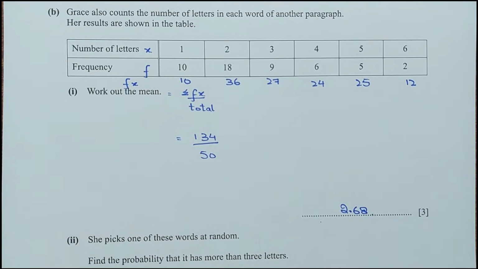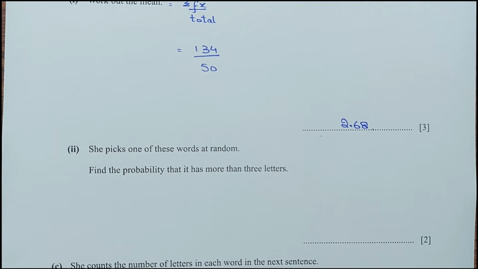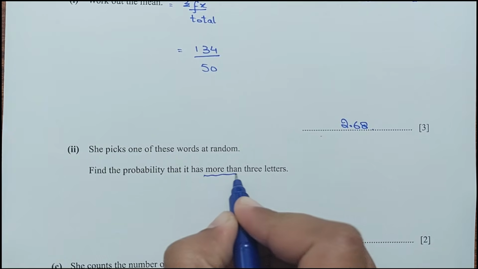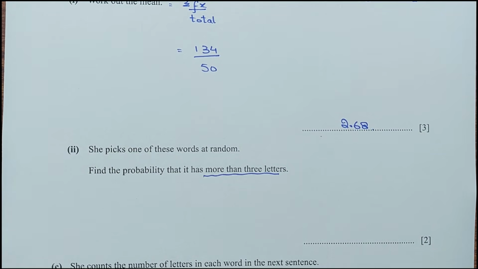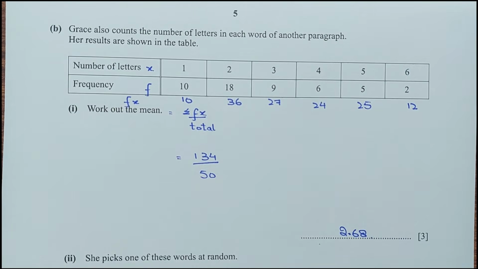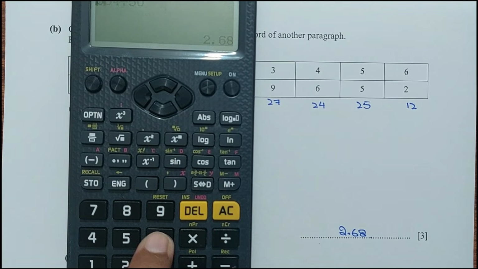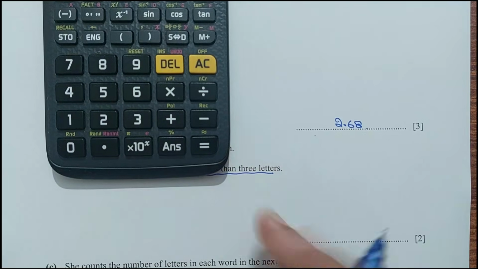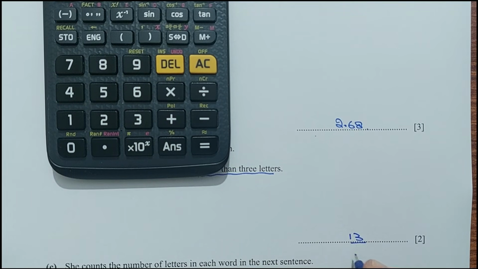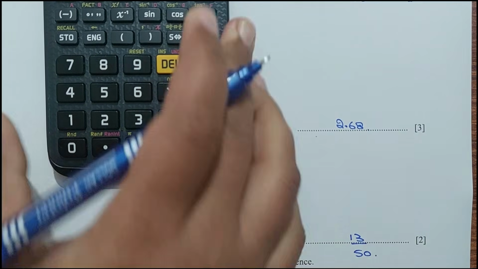Right. Now for part B, she picks one of these words at random. Find the probability that it has more than 3 letters. More than 3 letters. It can be 4 letters, 5 letters, or 6 letters. The frequency for 4 is 6, for 5 is 5, for 6 is 2. So it's 13 out of the total 50. So 13 out of 50 is the probability.